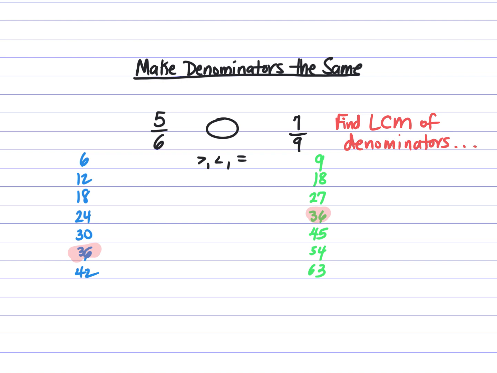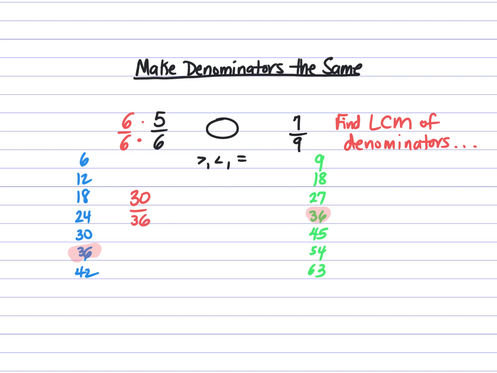All right, so now my question, what do you multiply 6 by to get 36? And the answer is 6. So we multiply the numerator and the denominator both by 6. And when you do that, you get 30 over 36.